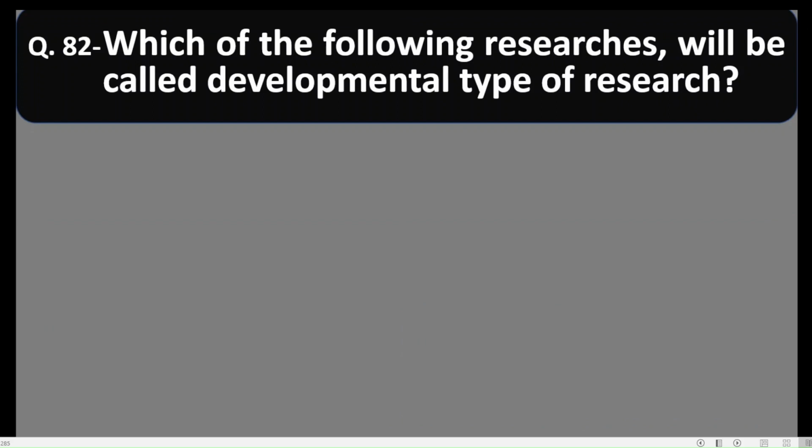Question number 82. Which of the following researches will be called developmental type of research? Friends, you remember, in developmental research, the impact of the passage of time is studied: the impact on some particular variable or characteristic due to change in the situation that is caused by the passage of time.